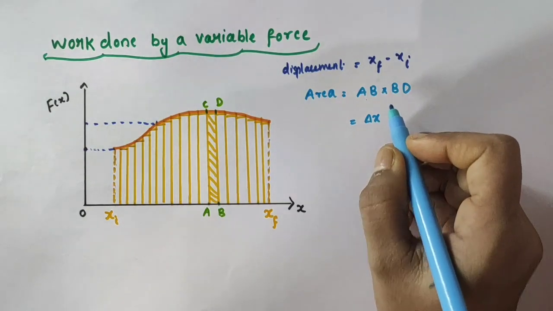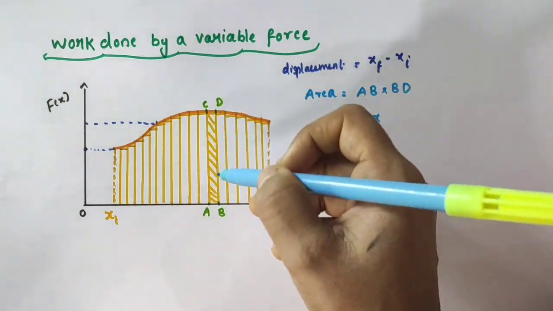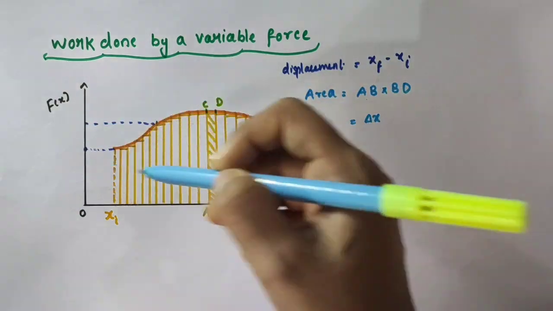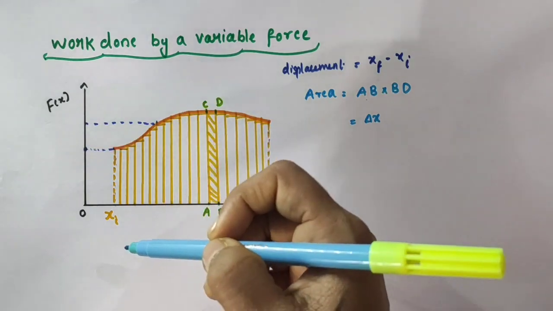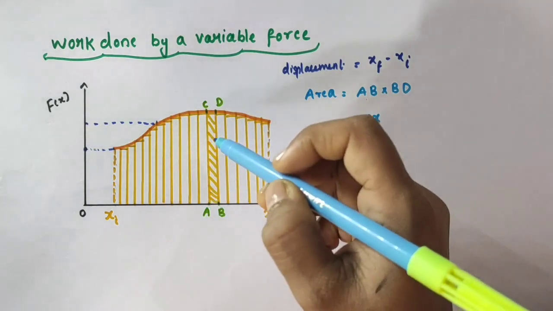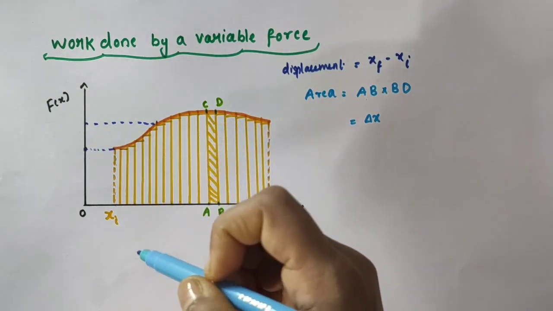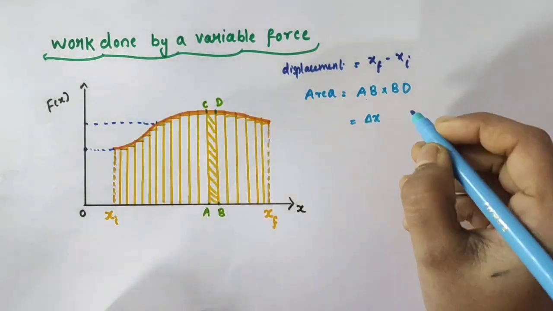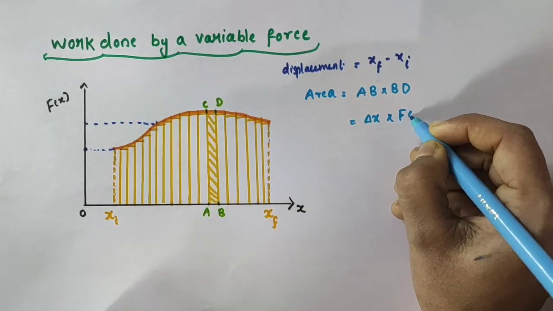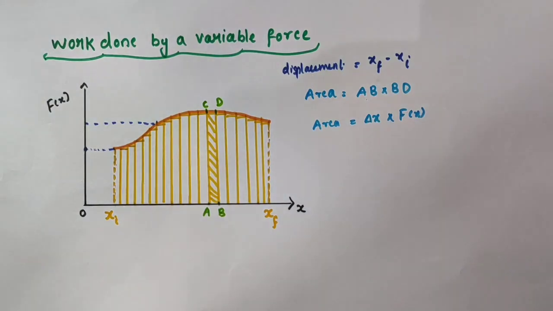Now what about BD? BD is the side of this rectangle which is parallel to the force axis. So BD actually gives us the force. If the displacement delta x is very small, we can take this force f of x as approximately a constant. So I am taking BD as f of x. So we are getting the area as delta x into f of x.